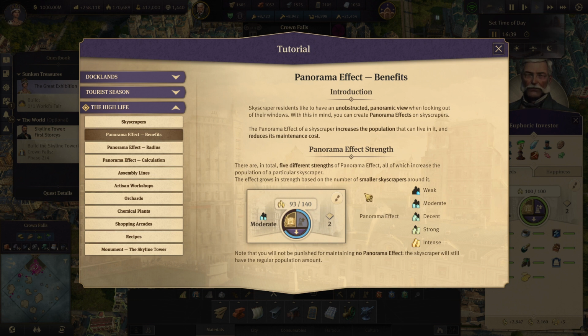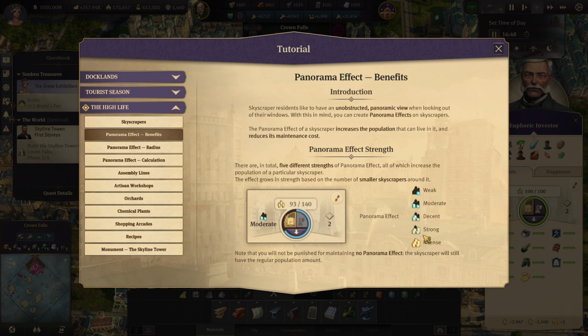Now, something quite important about the panorama effect is that there are 5 levels, or let's say even 6, because level 0 is no panorama effect at all, then level 1 is weak, 2 is moderate, 3 decent, 4 is strong, and 5 is intense.